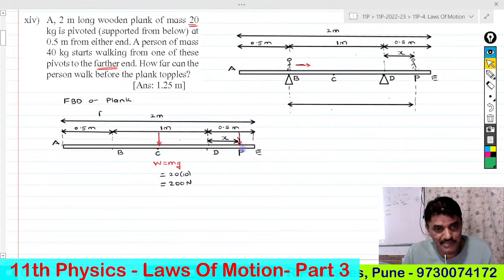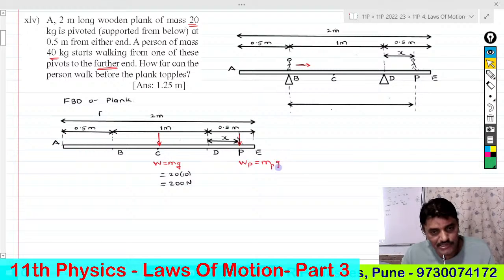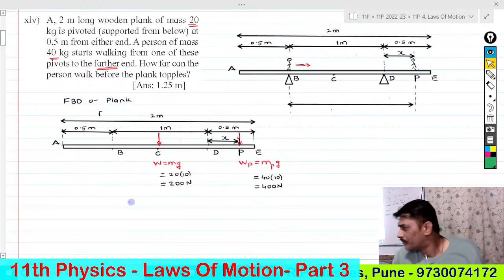And weight of this person, what is the weight of the person? I think they have given here a 40 kg person. So I would say this is equal to mass of the person into g. What is the mass of the person? 40. The value of g is 10, and this is equal to 400 newton. Is this okay?